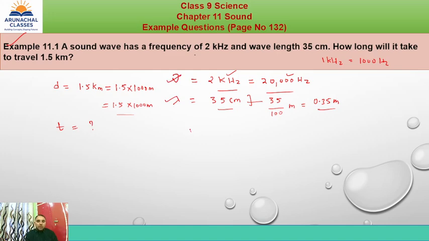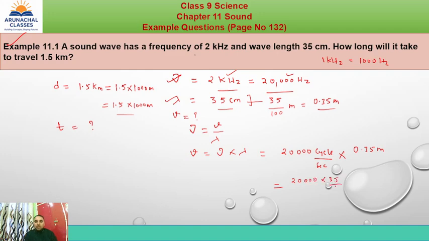We know the relationship that nu is equal to speed upon wavelength. Then speed is equal to nu multiplied with wavelength. So first I will calculate the speed of sound. So here you will see the values which are given: frequency is 2000 hertz, or you can say cycle per second, multiplied with lambda, that is 0.35 meter. So what I will do, it is 2000 multiplied with 35.